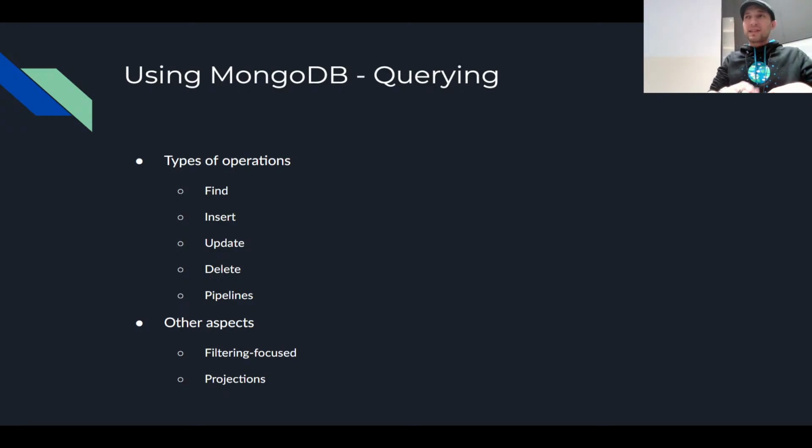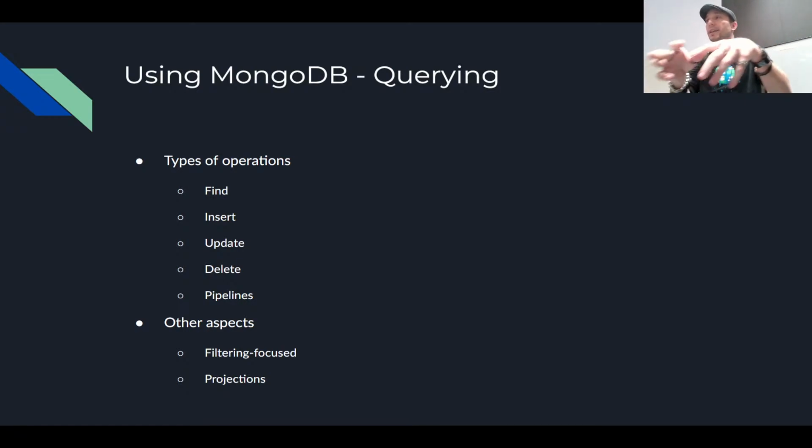But as a summary level, insert, update, delete, those are the same. They do exactly what you would expect. Insert puts data in, update edits data, delete removes data. Very simple. Find is like a select, except MongoDB, as you'll see in this other aspects bit here, is much more filtering focused than field focused, okay?